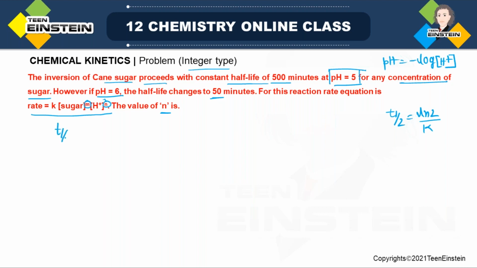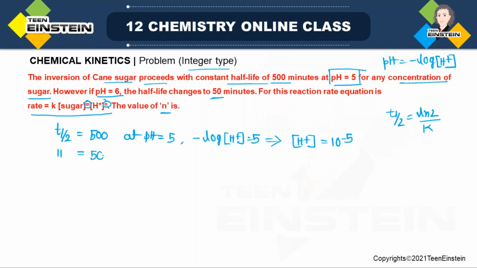Now T half is equal to 500 minutes at pH 5. pH 5 means negative log of H plus equals 5. That means the concentration of H plus is 10 to the power minus 5. Similarly, T half is equal to 50 minutes when pH is 6. That means now the H plus concentration is 10 to the power minus 6.